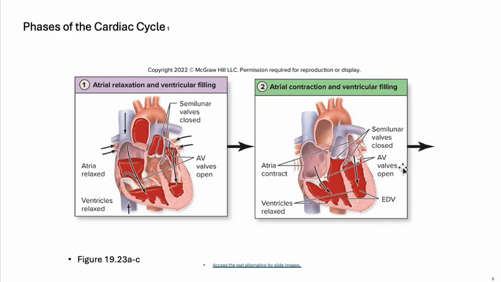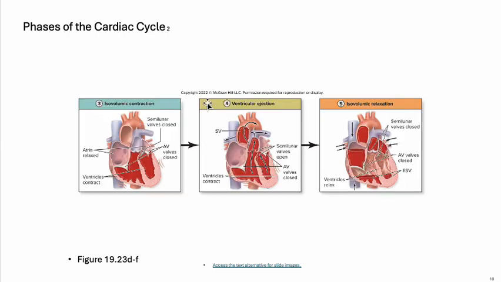You can see a summary slide here of what's happening. These phases are atrial relaxation and ventricular filling, and atrial contraction and ventricular filling. The only real difference there is what's happening with the atria. And then you have your isovolumic contraction, ventricular ejection, and isovolumic relaxation. For each one of those, think about what's happening to the volume of blood, what's happening to the pressure in the respective chambers, and what's the state of the valves. So consider those three things.